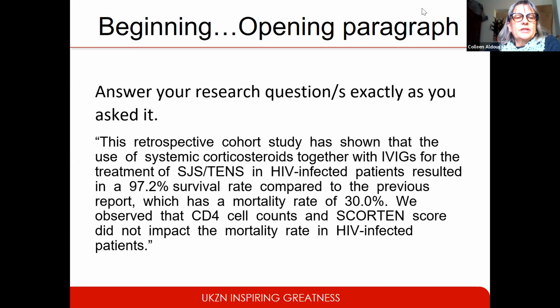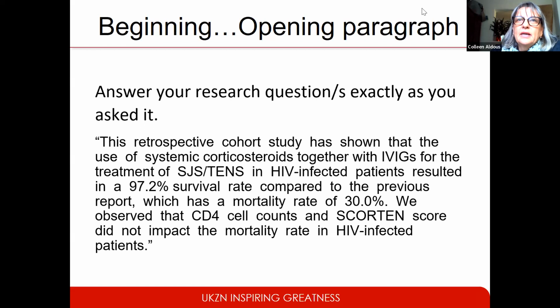This is what got published. This retrospective cohort study has shown that the use of systemic corticosteroids together with IVIGs for the treatment of SJS and TENs in HIV patients resulted in a high survival rate compared to the previous report, which had a mortality rate that was high. We observed that CD4 counts and SCORTEN score did not impact mortality rate in HIV patients. So that's her first paragraph. It answered her question without ambiguity. So that's paragraph 1 done.